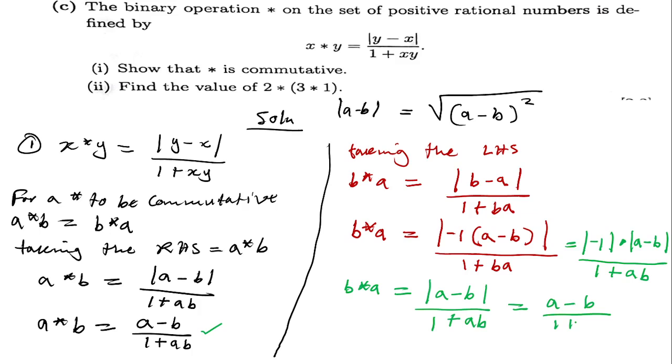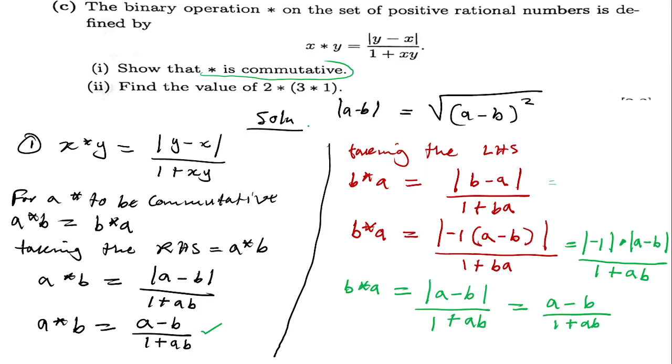Then you're done. That's why the question shows that the binary operation is commutative. But if you went direct here and said, oh, this is B minus A over 1 plus AB, this will be different from that one, and your answer will be wrong, because they have told you it is commutative. Your job is to prove it, if at all it is commutative.